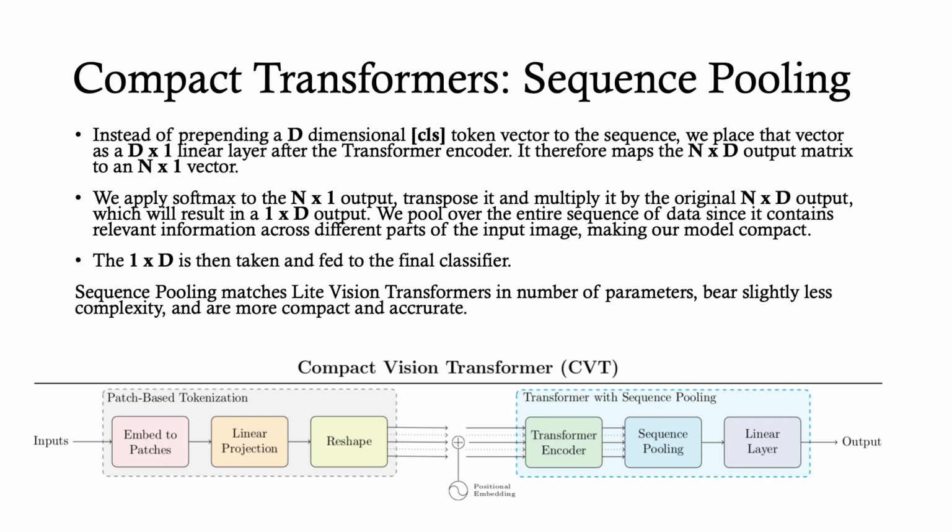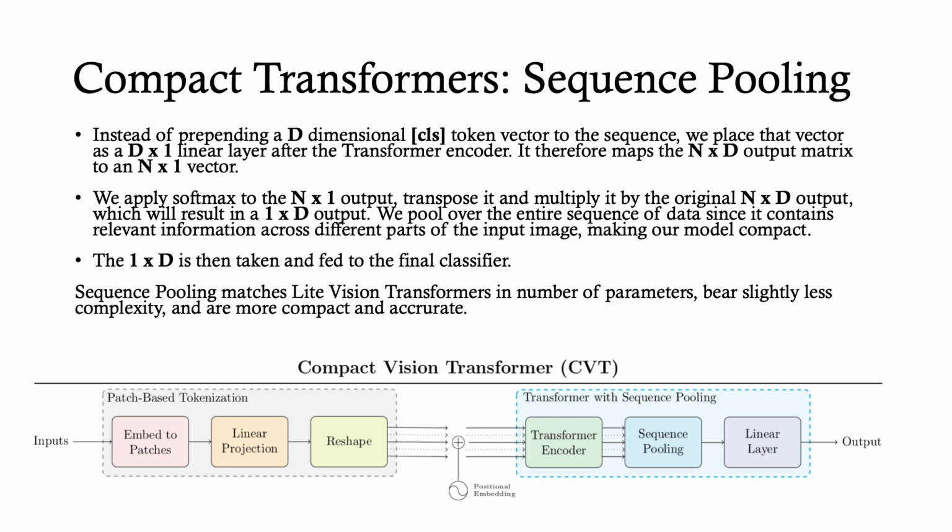In addition to making transformer models more compact directly, we can also design a novel sequence pooling technique to remove the need for the class token. Instead of prepending a d-dimensional class token vector to the sequence, we place a d by 1 linear layer after the transformer encoder. It maps the n by d output matrix to an n by 1 vector. Then we apply softmax to the n by 1 output, transpose it, and multiply it by the original n by d output from the transformer encoder. This results in a 1 by d output.